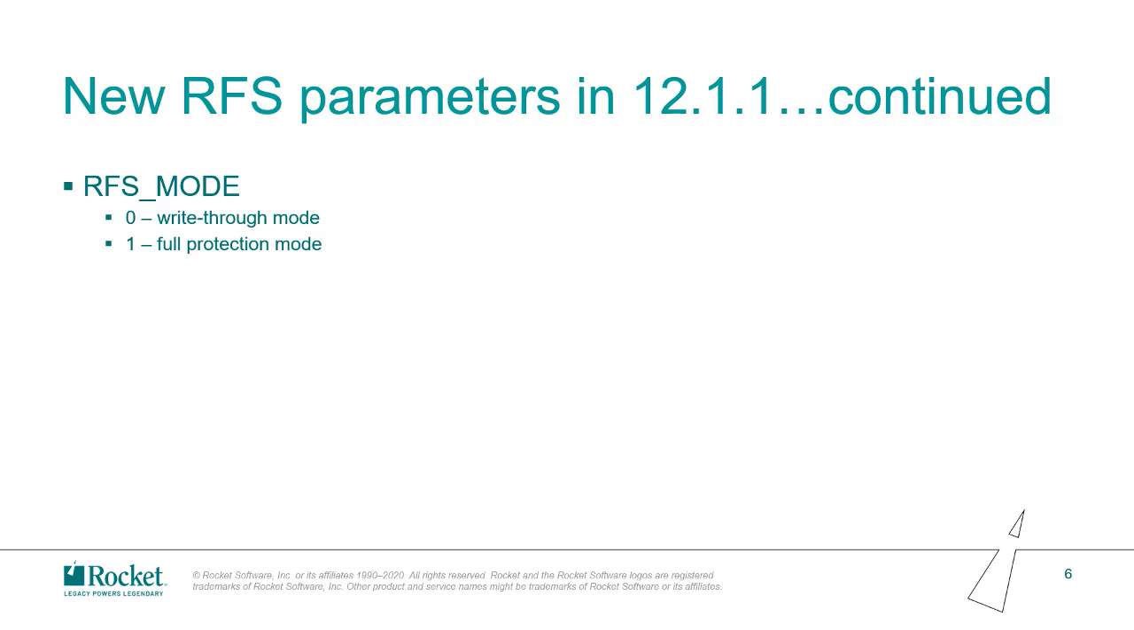The first parameter we need to look into is the RFS mode parameter. 0 means the system is running in write-through mode. Under this mode, no before image or after image logs are generated, so your data is not protected. The second option is 1. It's a full protection mode. That means the before image and after image logs are generated to protect the data.